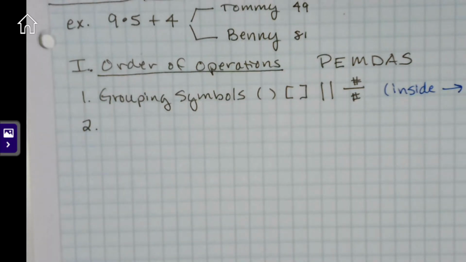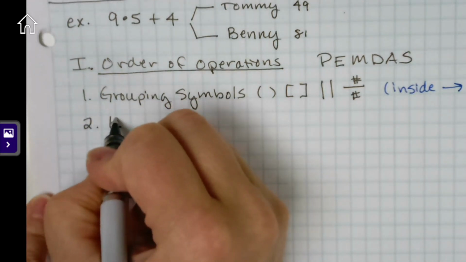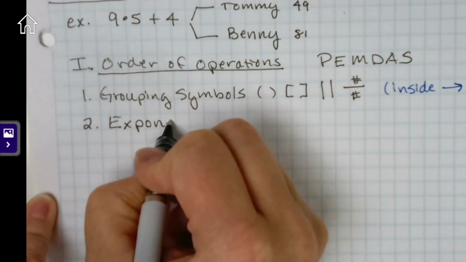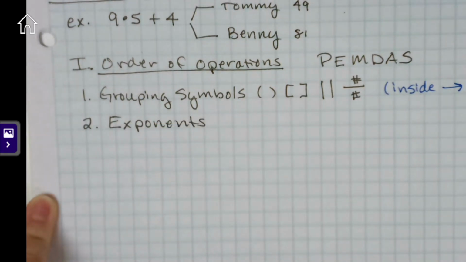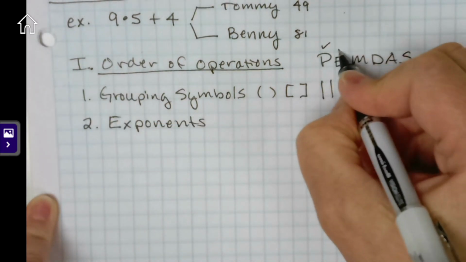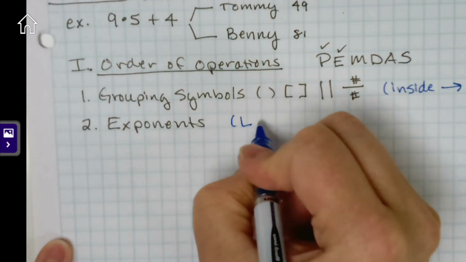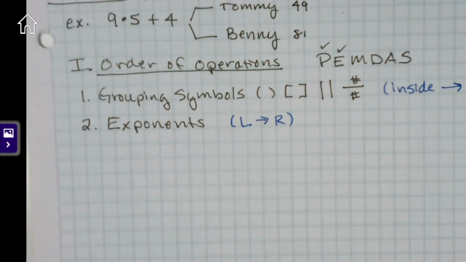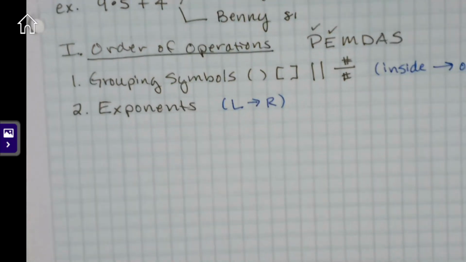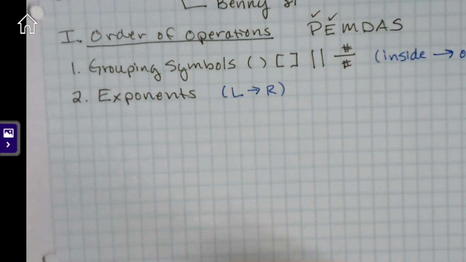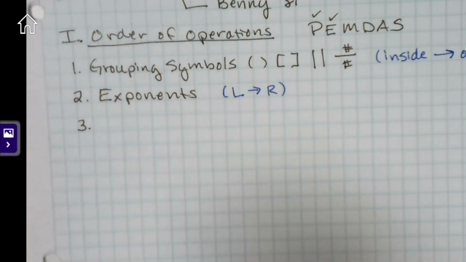All right, number 2, this one actually works with PEMDAS. The second step is exponents. And sure enough, in PEMDAS, you have an E for exponents. Exponents do not have to be left to right, but I will tell you if you do them left to right, you will never be wrong. So that one has a little bit of flexibility. Now we get into where PEMDAS really is not very accurate.